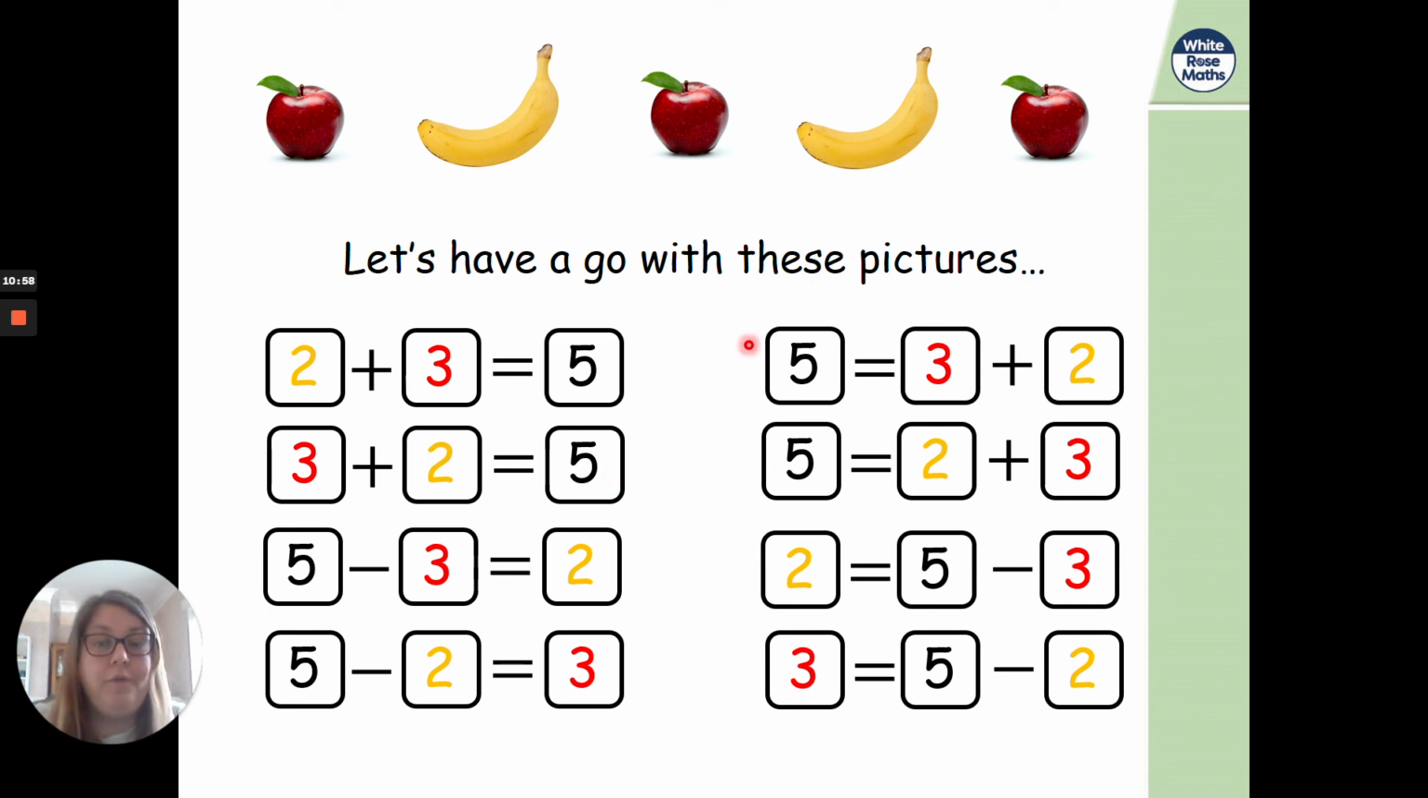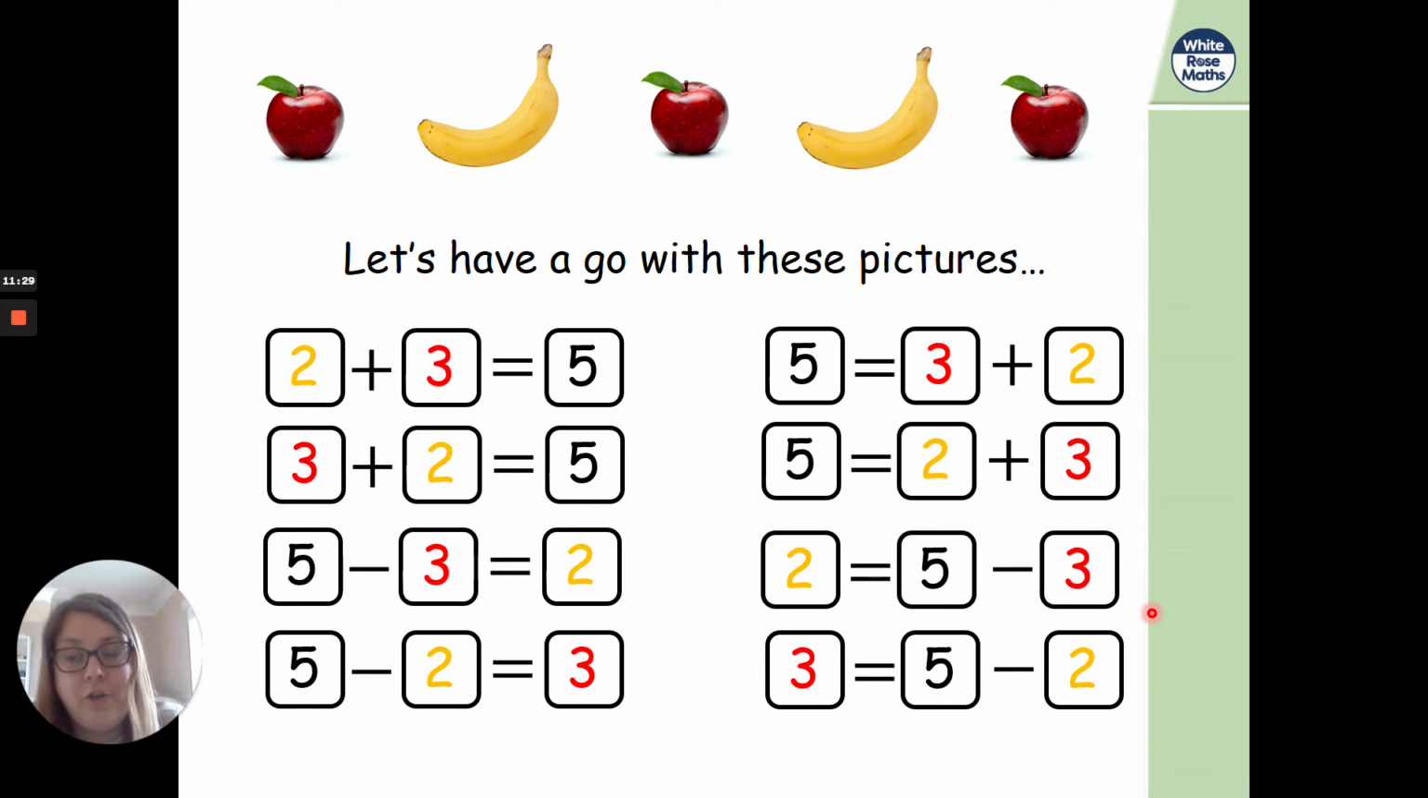Do all the additions first. 5 equals 3 add 2, and 5 equals 2 add 3. Then our subtraction, remember, was a whole take away a part equals a part. So we've got 5 take away 3 equals 2. 5 take away 2 equals 3. And 2 equals 5 take away 3. And 3 equals 5 take away 2 because it's a part equals a whole take away a part. Well done, Nottingham. Goodness me, that was a tricky lesson today, wasn't it?